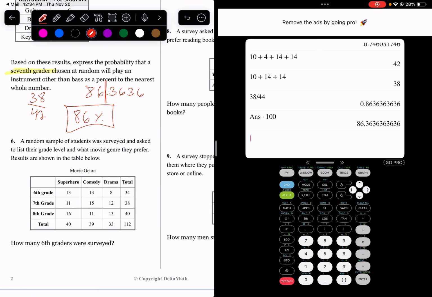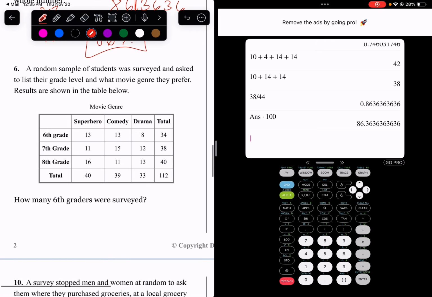All right, so something like this, we just have to be able to interpret these two-way tables. It says a random sample of students was surveyed and asked their grade level and what movie genre they preferred. The results are shown in the table below. How many 6th graders were surveyed? So literally all this is asking you to do is interpret this chart here. And we can see that out of our 6th graders, we have 34 total. So we have 34 total 6th graders surveyed.